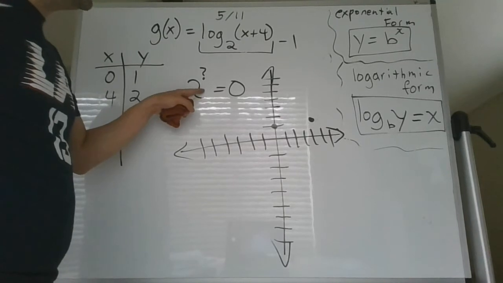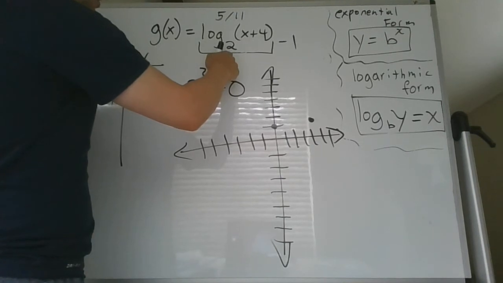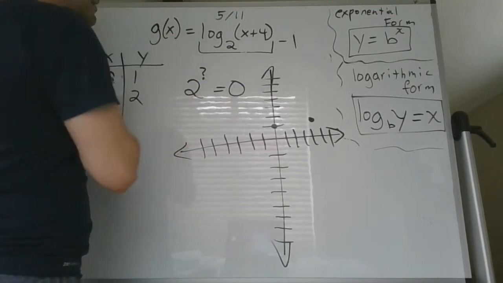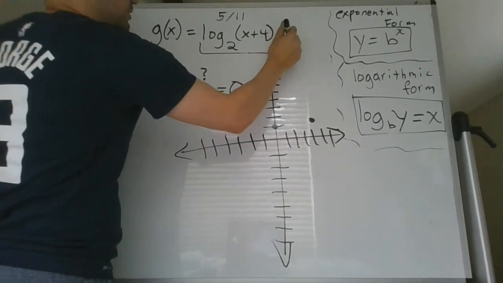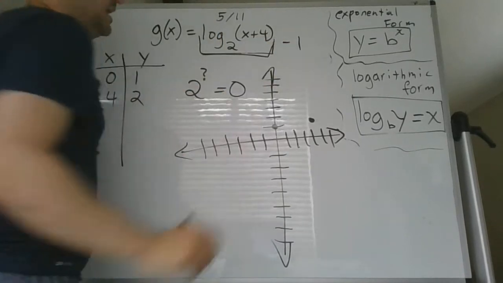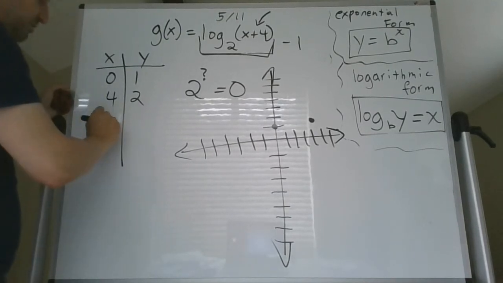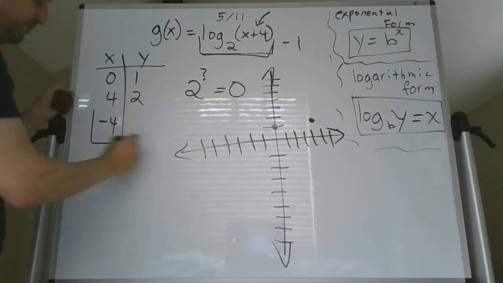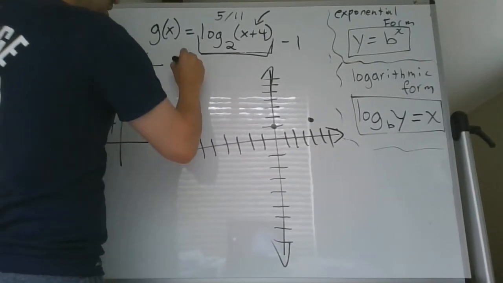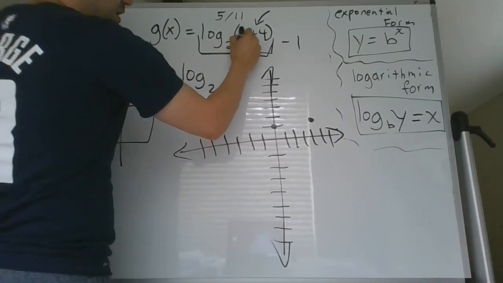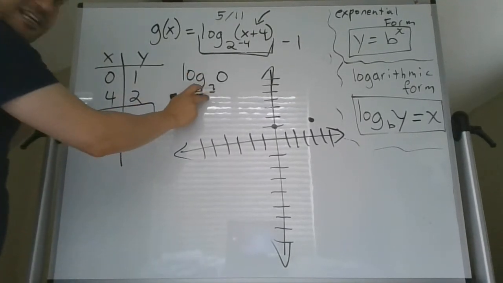So what I'm basically telling you is this. Let's say I'm looking at this, and I ask you, let's make this a 0. I can make it a 0 by making x -4. Now look carefully at what happens. If I try to plug in -4, I get log base 2 of -4 plus 4, which is 0. Uh-oh. We're going to have an error here.